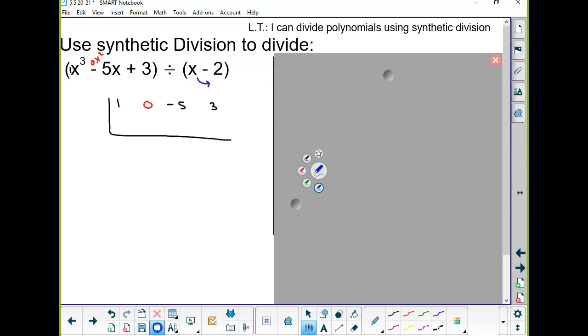And then I have to think of what makes what I'm dividing by 0. You can do all that in your head, but what would x have to be for this to be a 0? 2. Right? If you don't like that, you can set it equal to 0 and then go ahead and solve. But that's how we get that number.